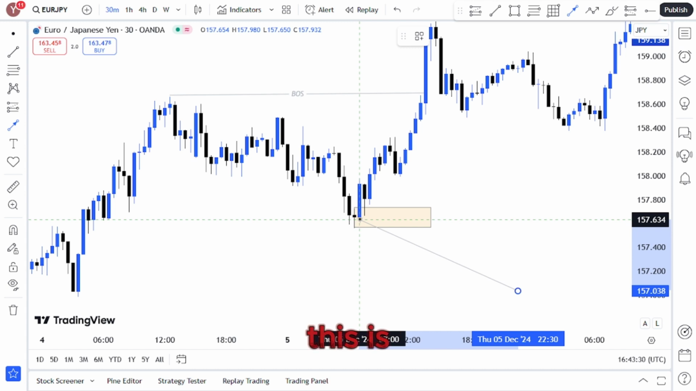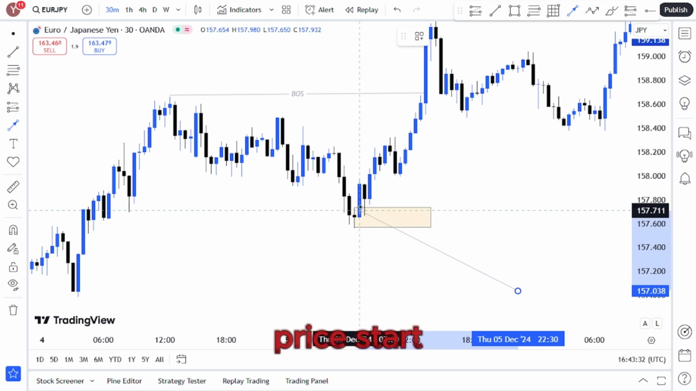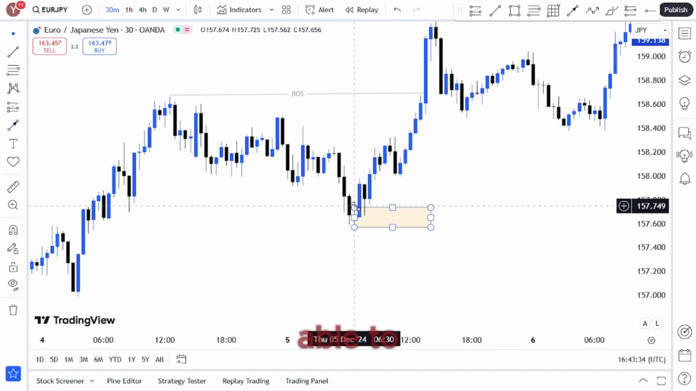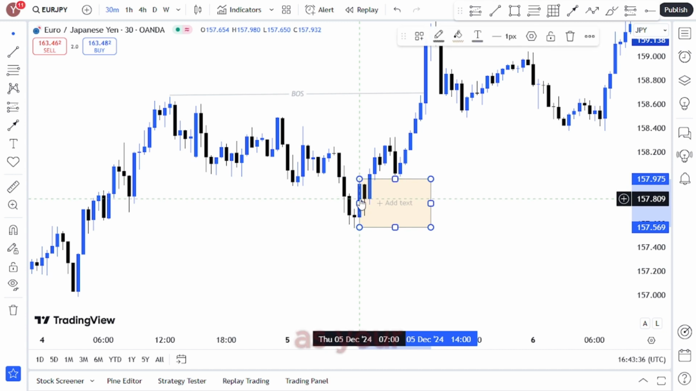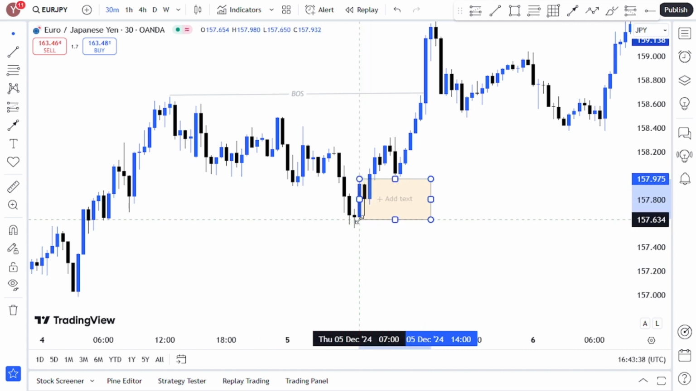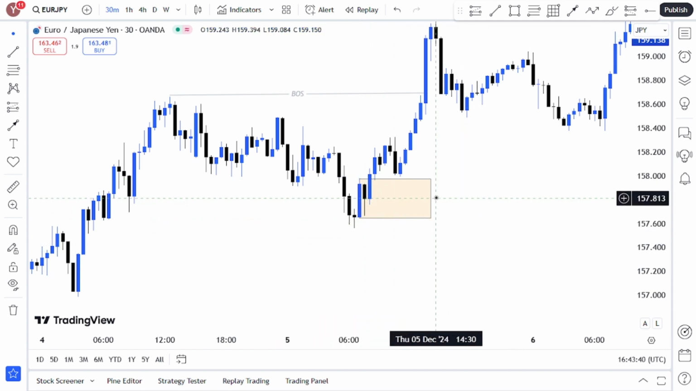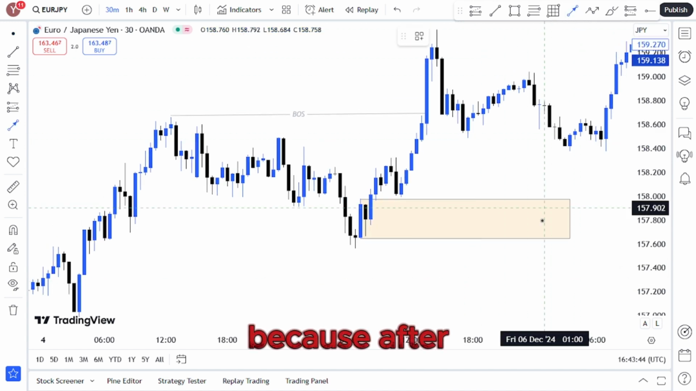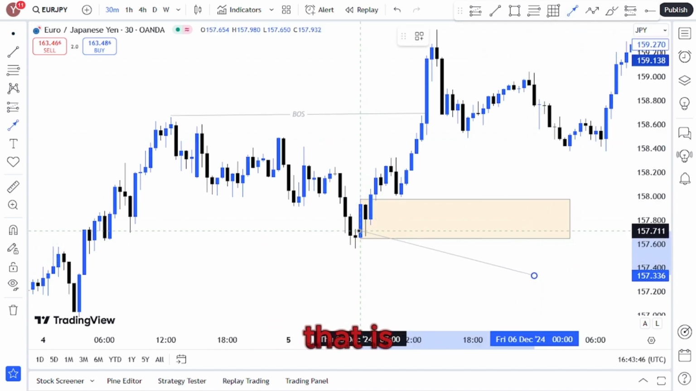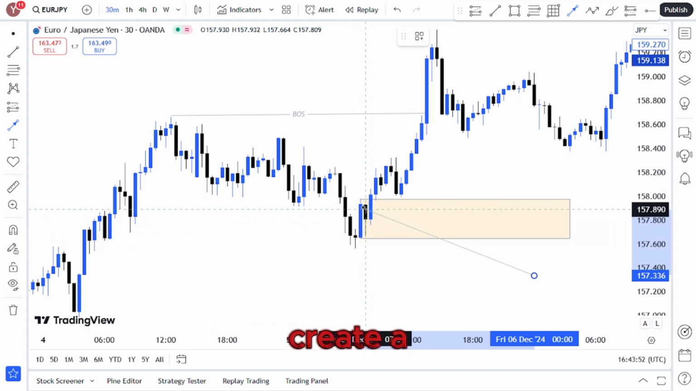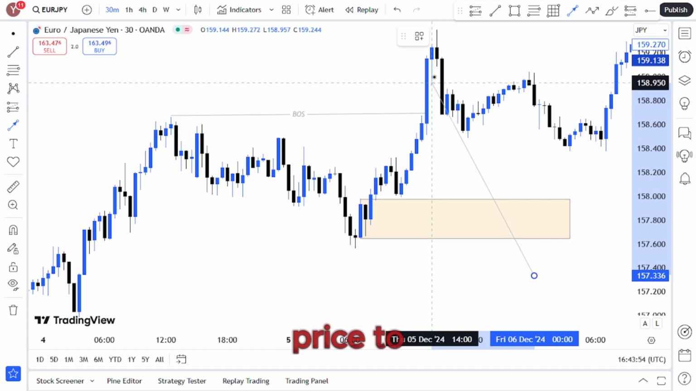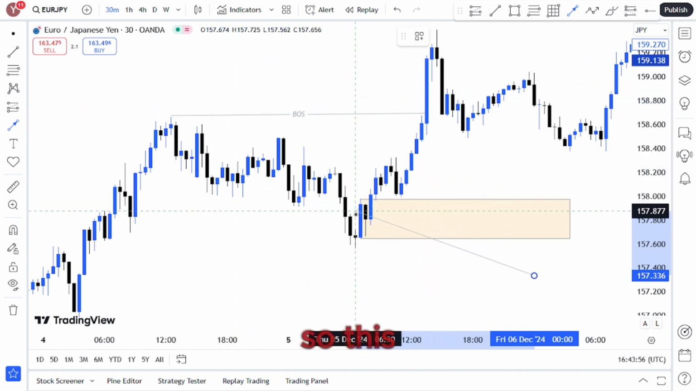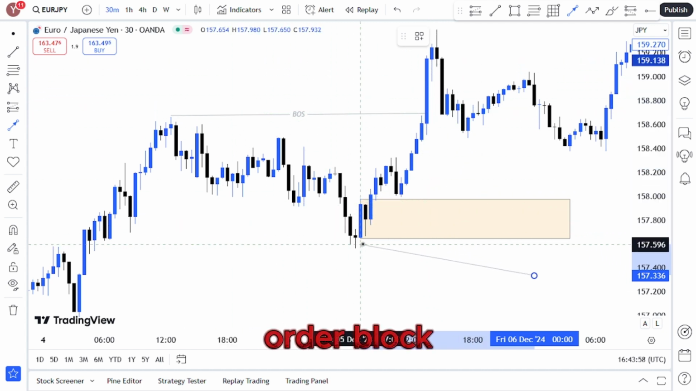Okay, so now this is a push to the upside. This is where price starts pushing to the upside. So you can use this here as your order block, which is your point of interest, because after this doji candle, which is an insignificant candle in the market, we saw this candle create a bullish momentum that pushed price to the upside to break structure. So this happens to be your order block.